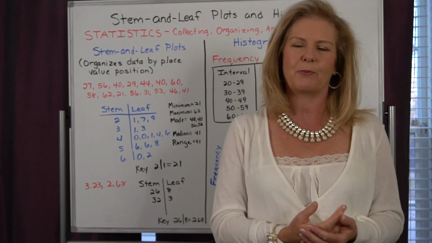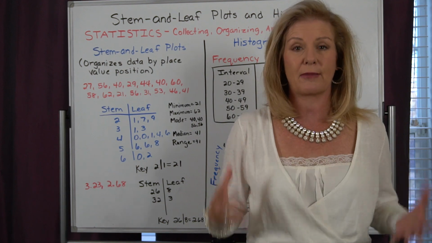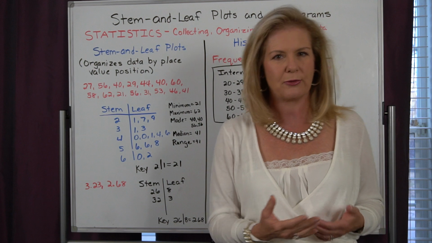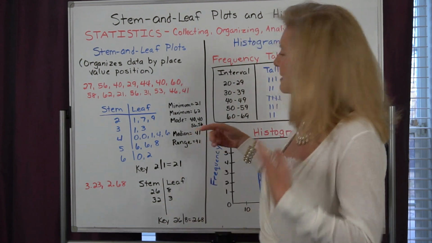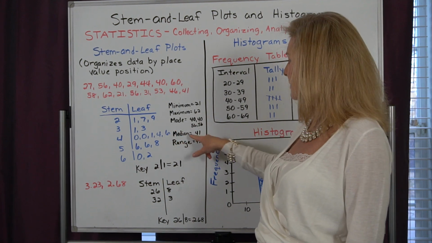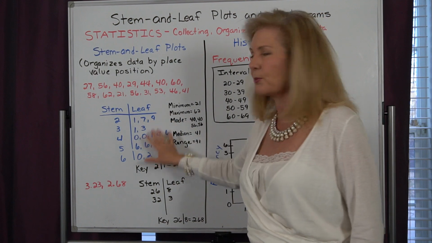Now, how does this help us? Well, number one, we can take a look and we can see some of our landmarks. So when I'm talking about landmarks, those are those key figures that we use in statistics. So some examples of them are the minimum, the maximum, the mode, the median, and the range. And I can see all of those landmarks through this stem and leaf.